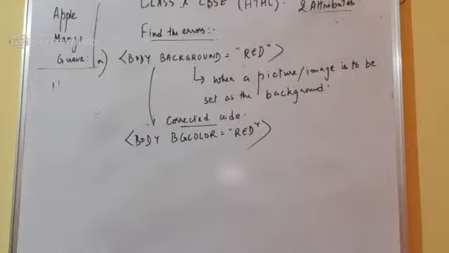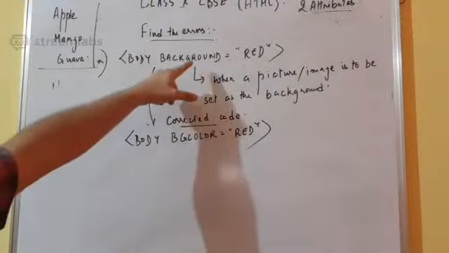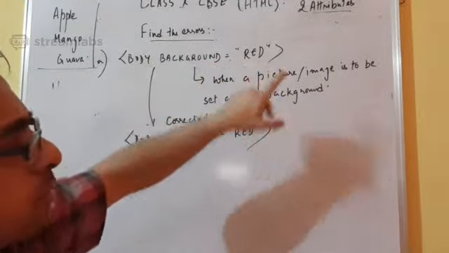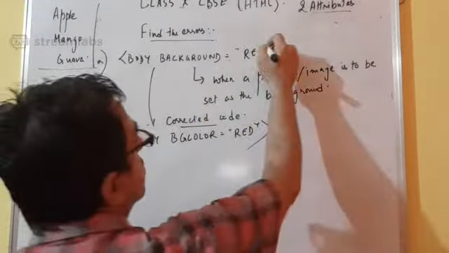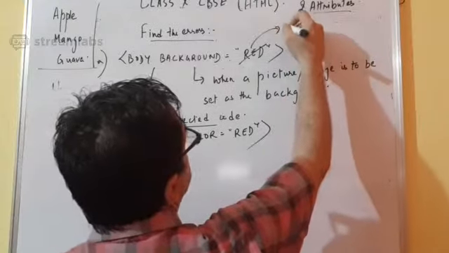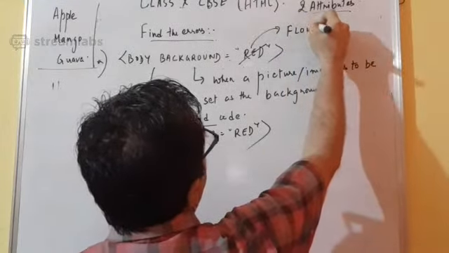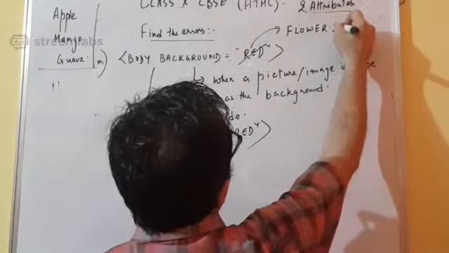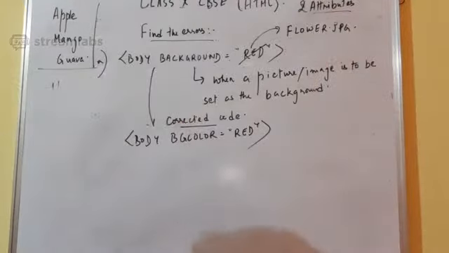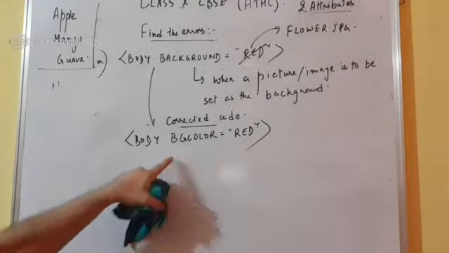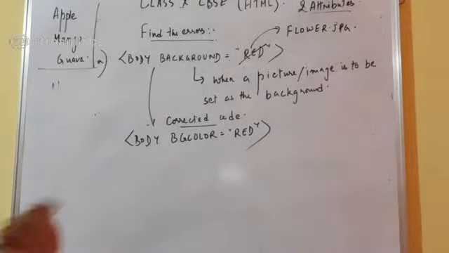So what is the difference? When you want to represent a certain image in the background of the web page, at that point of time you can use background, but you cannot use it for color. You'll have to mention some kind of image name like flower.jpg. Or if you need the color, then you should be going for BG color. Okay.